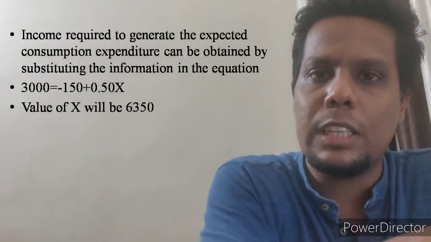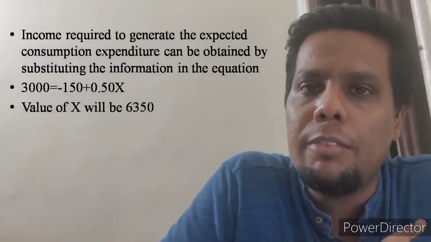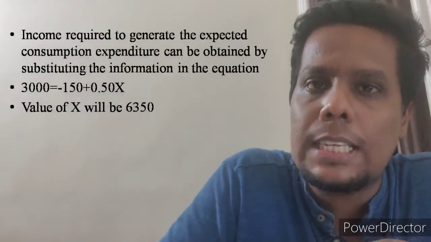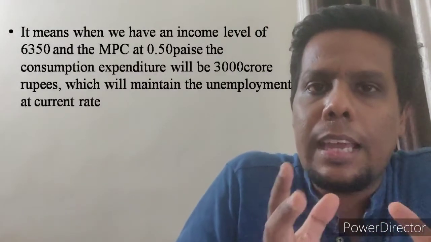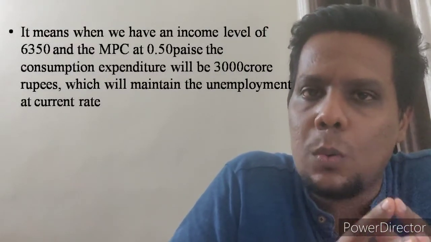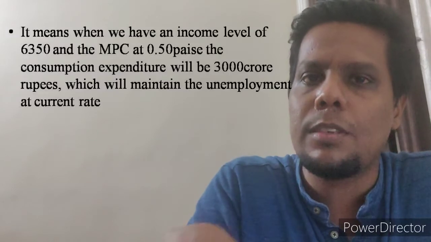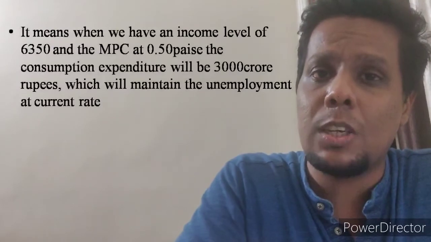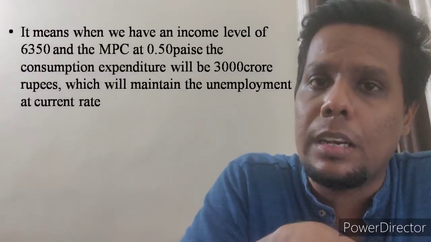If we assign this value, 3,000, in our equation, it will be 3,000 is equal to minus 150 plus 0.50x. Using that, we can find out the value of income as 6,350. So this means if we have an income level of 6,350 crores, and if the marginal propensity to consume is 0.50, we can achieve the consumption expenditure of 3,000 crore rupees, which will help us to maintain the current unemployment rate.